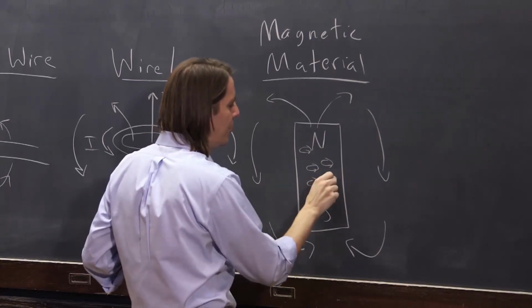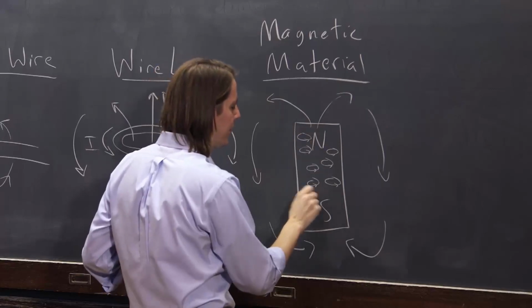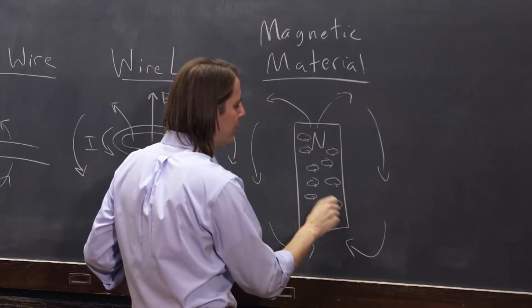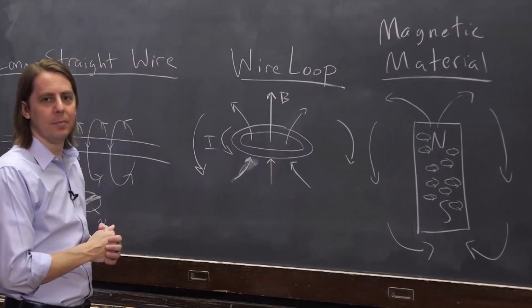going around. And in most materials, all these little current loops, due to the atomic orbitals and the electron spins, they all just cancel out. But in some materials, they don't cancel out. They line up, and they give you a big magnetic field.